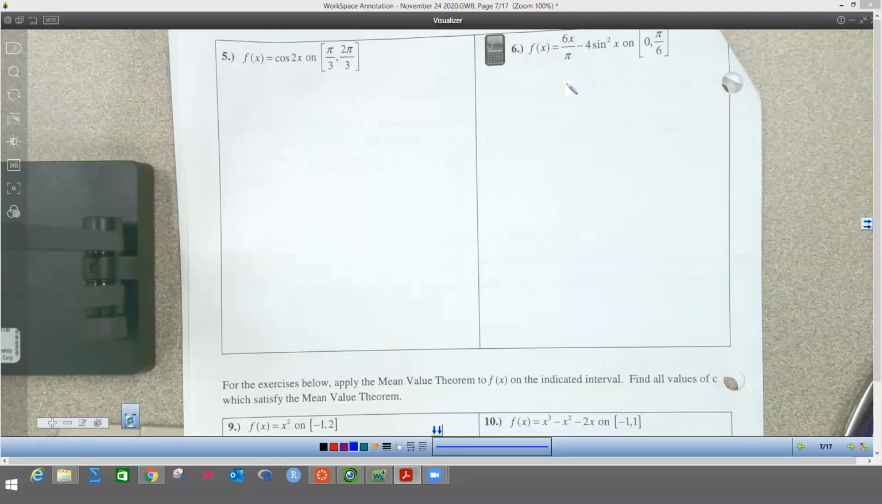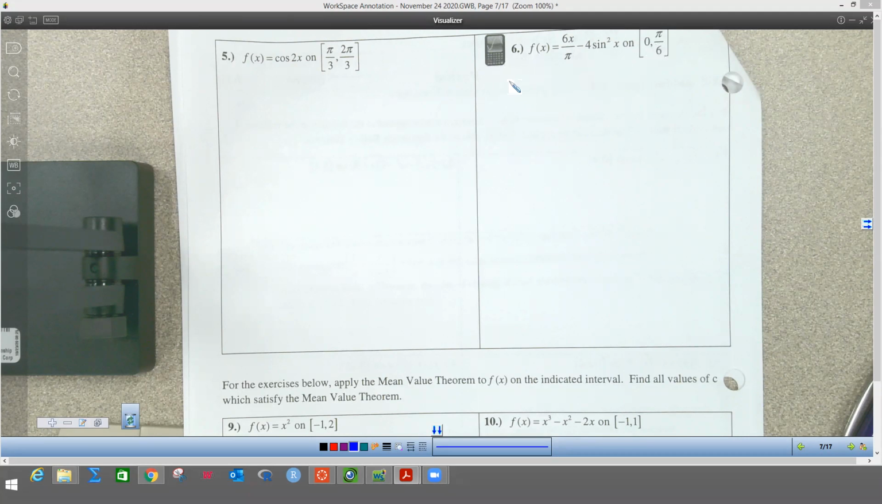All right, this is 5.1. I've been asked to do a few problems here, so I'm going to do them for you. The first one is number 6, and we'll need a calculator. So we want to be able to use the Mean Value Theorem in order to solve this. In order to do that, we've got to find the slope between these two endpoints.